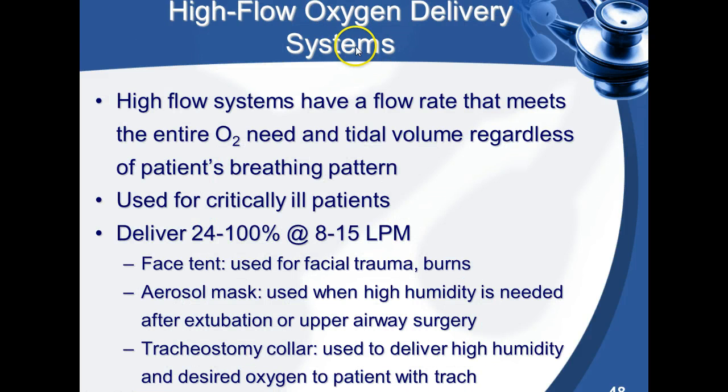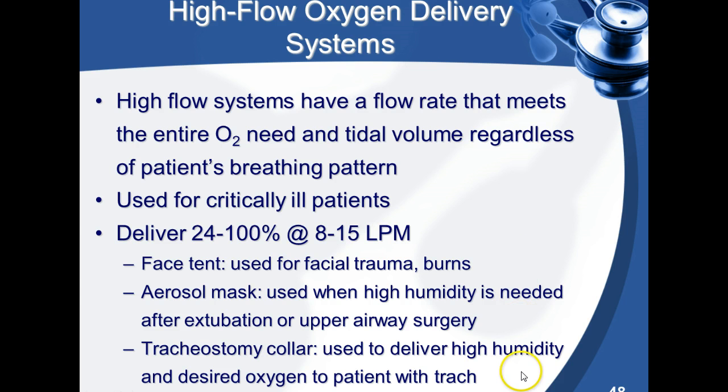High flow oxygen delivery systems. High flow systems have a flow rate that meets the entire oxygen need and tidal volume regardless of patient's breathing pattern. It's usually used for critically ill people, and it delivers 24 to 100% at 8 to 15 liters per minute. It's face tent, aerosol mask, and what they consider a tracheostomy collar.